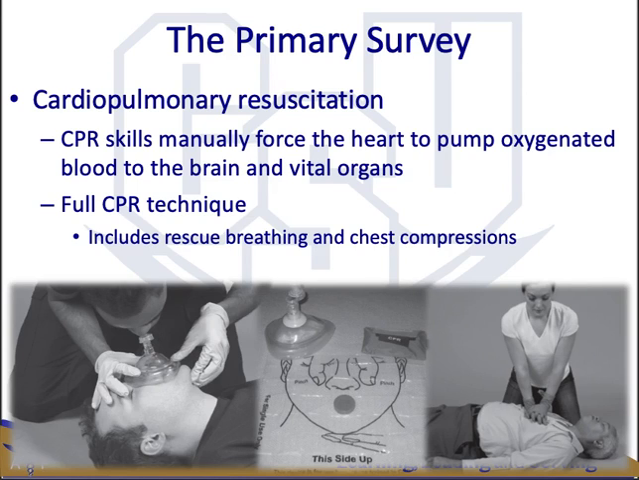By using our CPR skills on the athlete in cardiac arrest, we can manually force the heart to pump oxygenated blood to the brain and other vital organs in the area. The proper CPR technique is to give 2 rescue breaths, compress the chest 30 times at a rate of 100 compressions per minute at the mid-sternum. This helps compress the heart between the sternum and the vertebrae to send that circulated, oxygenated blood to the brain and vital organs.